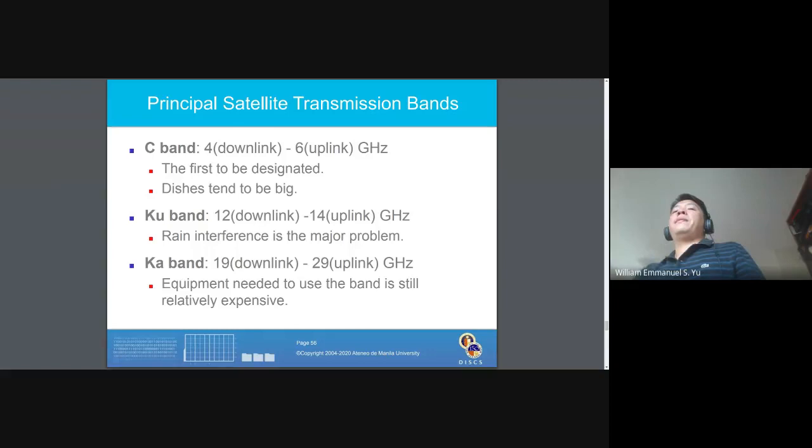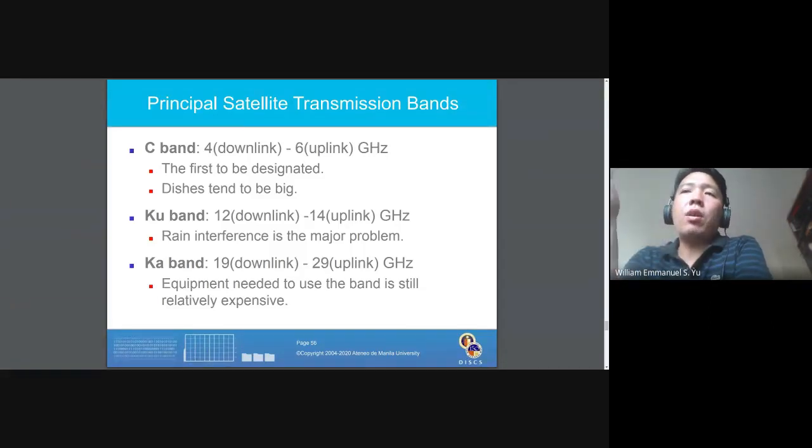Right? The typical satellite bands, you have C-band, Ku-band, Ka-band, with Ka being the highest. Now again, the smaller the frequency, right? The bigger the wavelength, the bigger the dish, right? So C-band dishes tend to be very large because the wavelength tends to be larger. Then, for example, Ka-band, the dishes tend to be smaller, right? Because the signal is higher and the bandwidth is better, but the equipment is still relatively expensive compared to C-band.